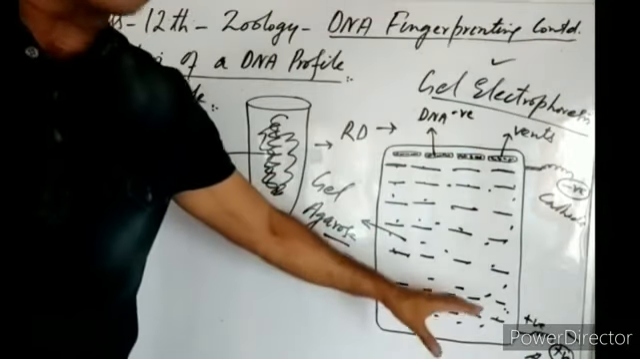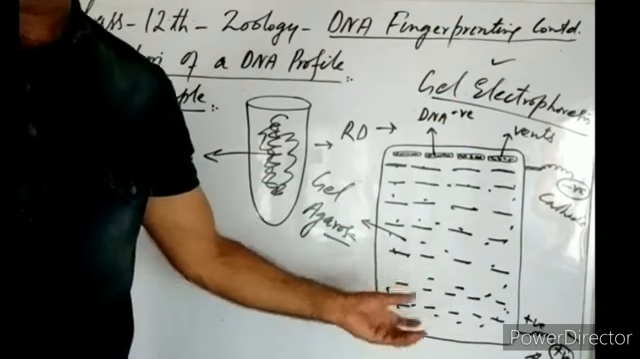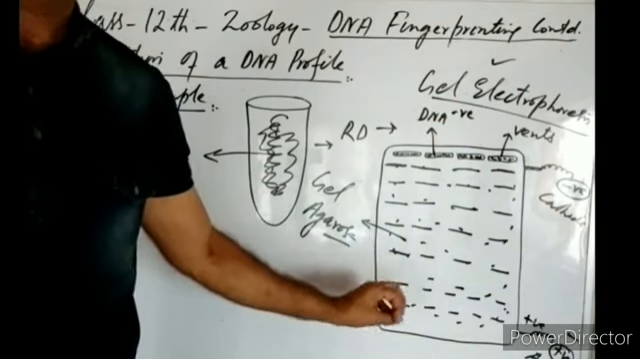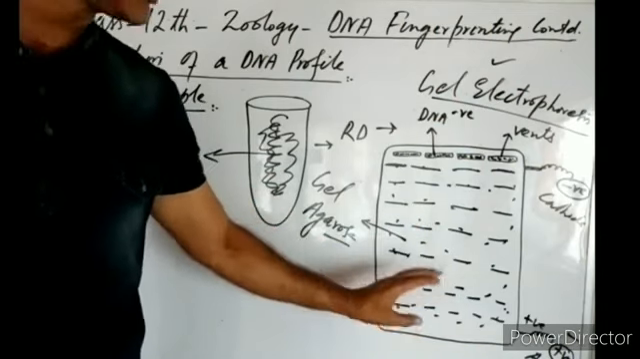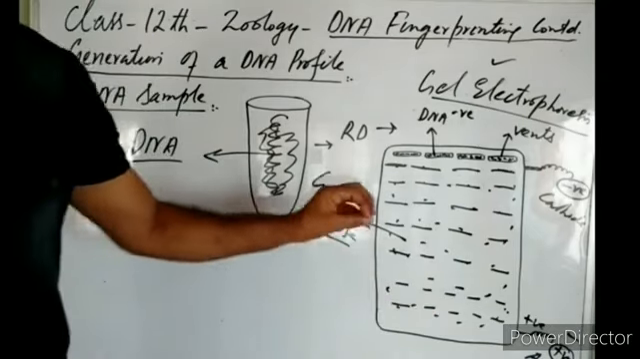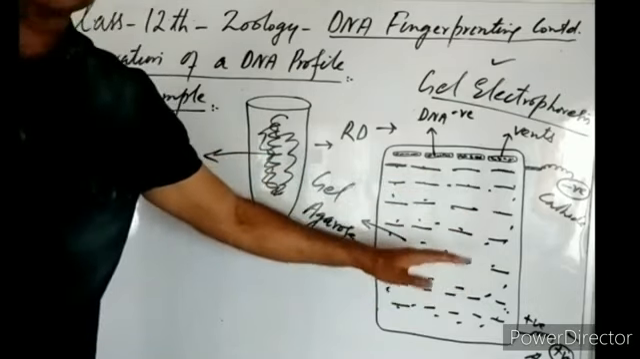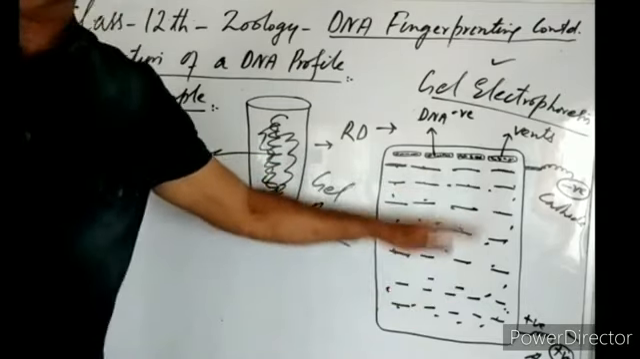As the DNA is being attracted towards the positive electrode, which fragments will move faster? Those fragments which are smaller in size travel faster through the agarose polymer gel. Those fragments of DNA which are larger, which are longer in size, lag behind. So in this way, fragments of different sizes are separated from each other.